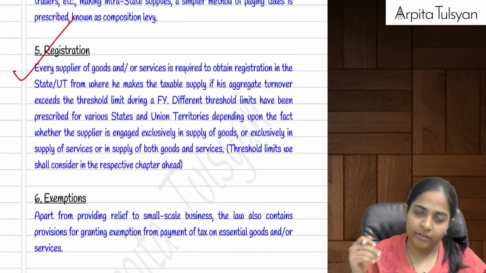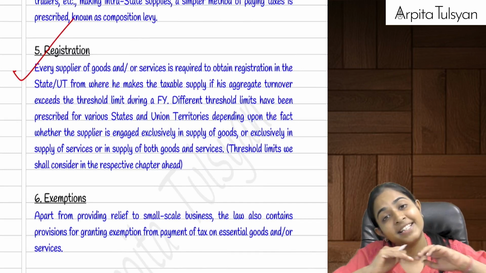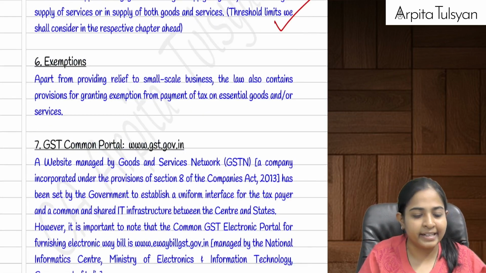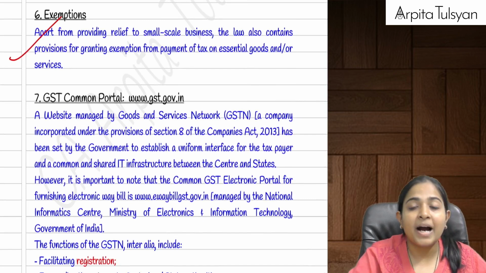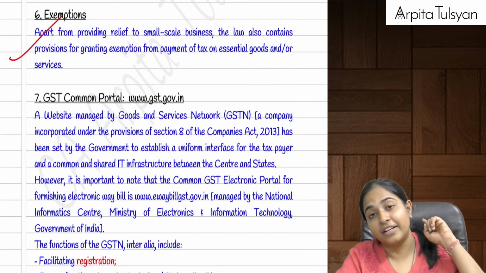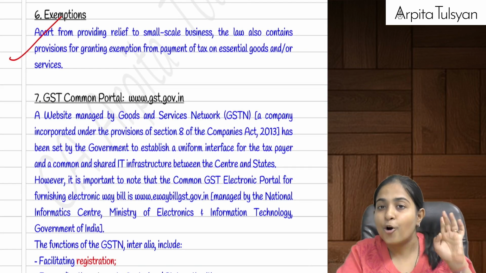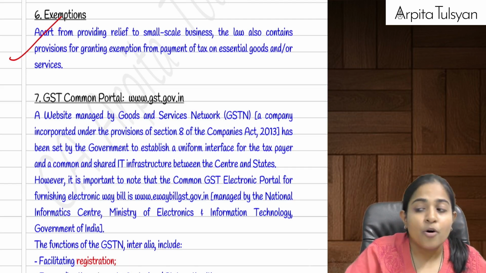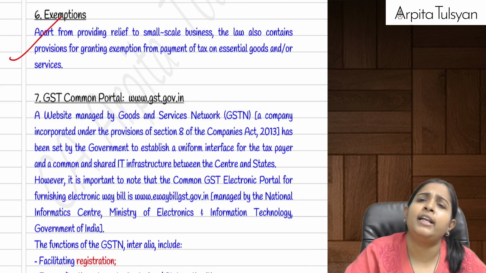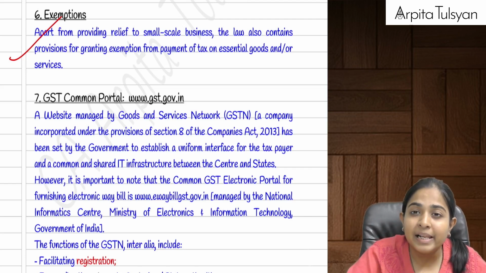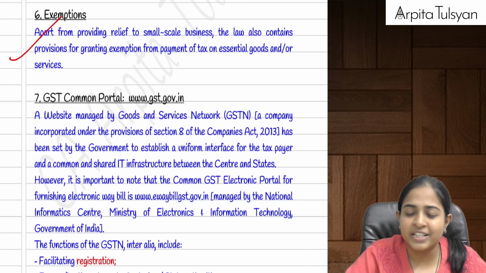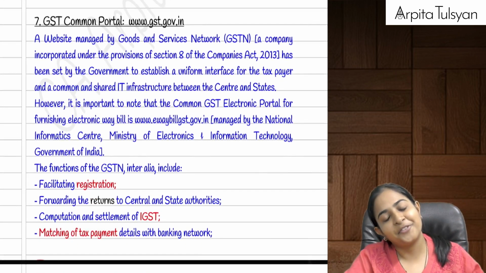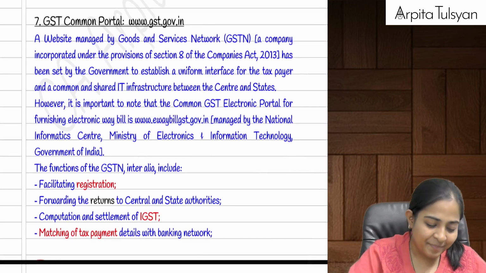So for that particular purpose, we have got a separate chapter called registration. Those threshold limits, etc., we are going to study in that chapter. Then apart from the relief that we have given to the small taxpayers under the composition scheme, now they have also introduced some exemptions. Some products will be totally exempted, example, milk, fresh fruits, fresh vegetables, etc. These are totally exempted from GST. For that, we have got a different chapter called exemptions from GST.